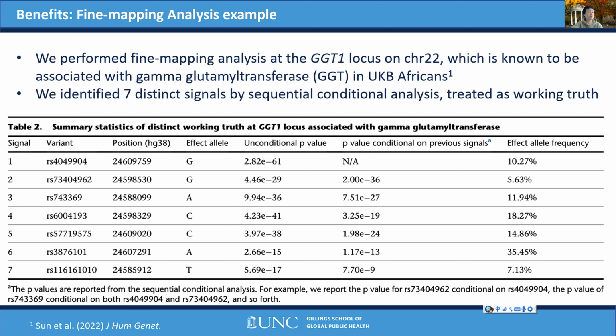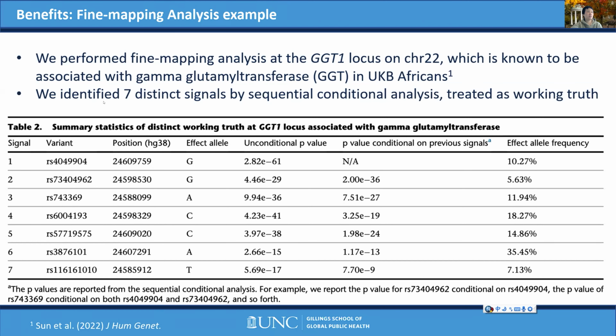It's from Chuan's paper I showed you earlier, where we performed the GWAS for biomarkers in UK Biobank. In particular, we found variants at the GGT1 locus associated with gamma-glutamyl transferase. Not surprising, as you can see from the name, this is a gene encoding this protein. And we found actually a strong signal in the African ancestry participants in UK Biobank.